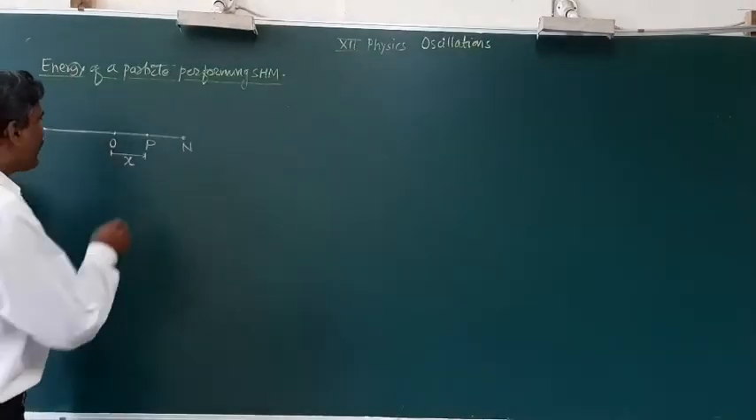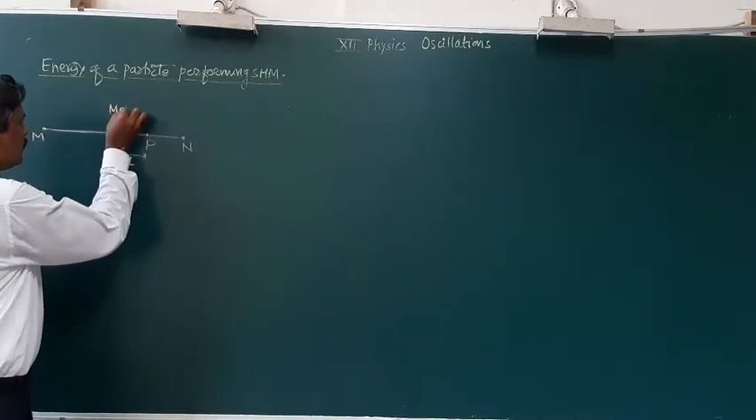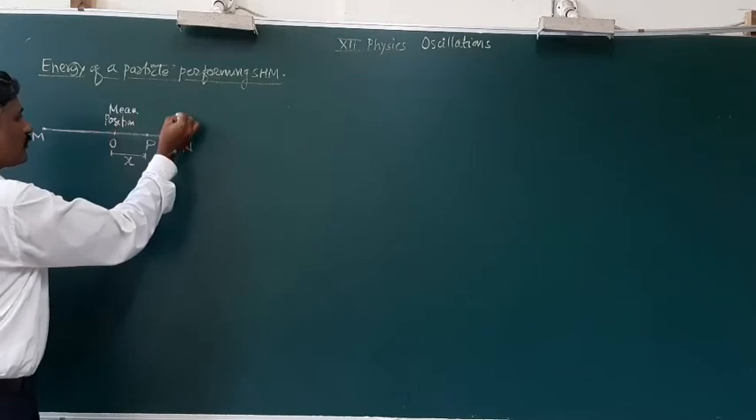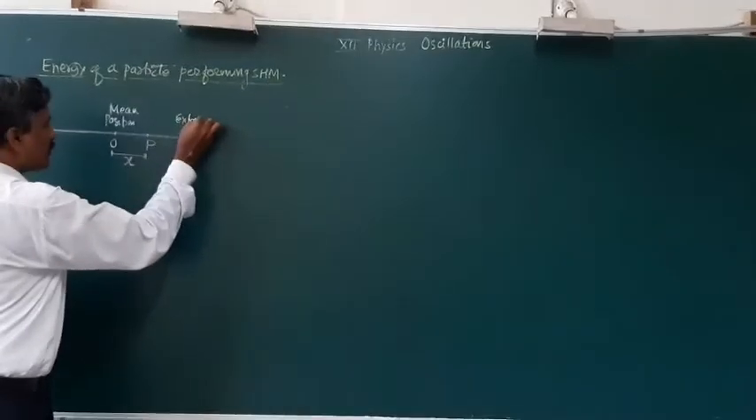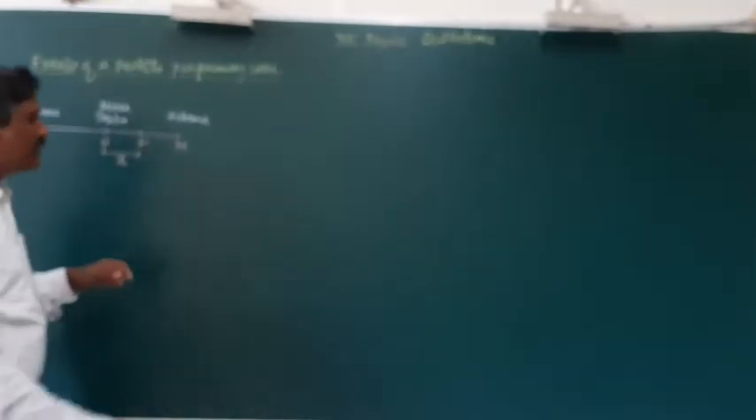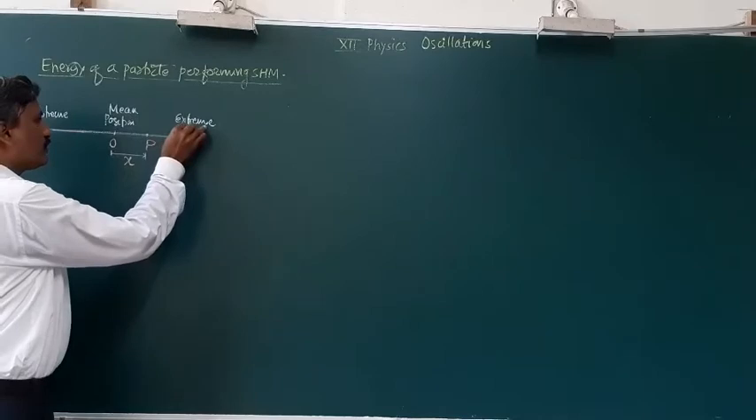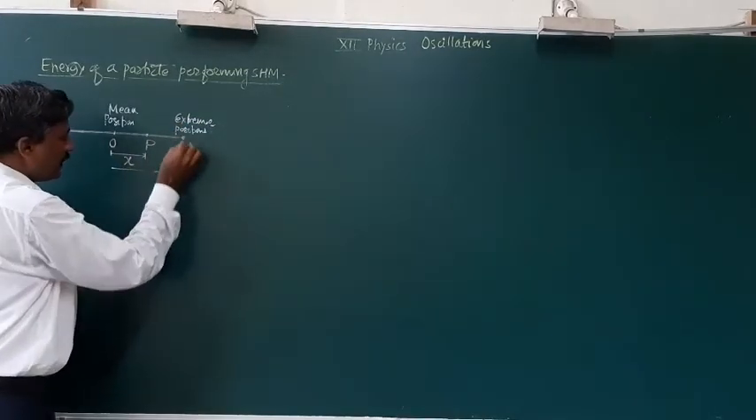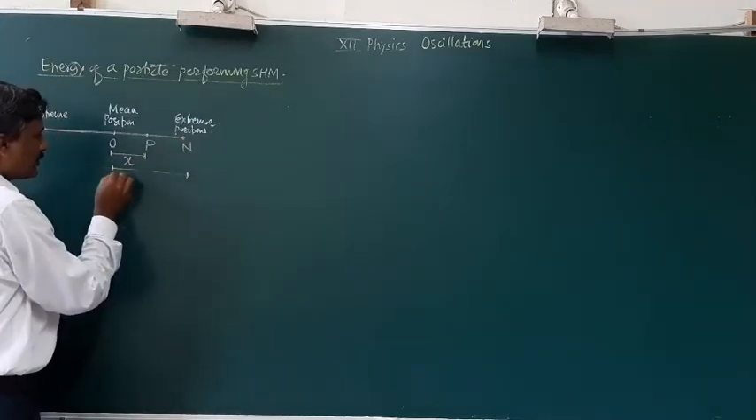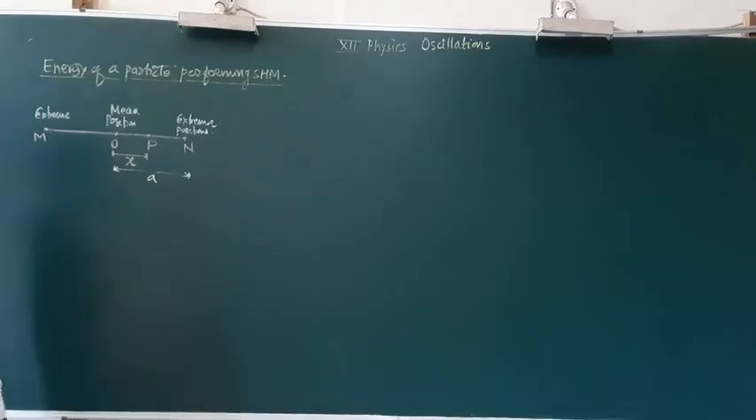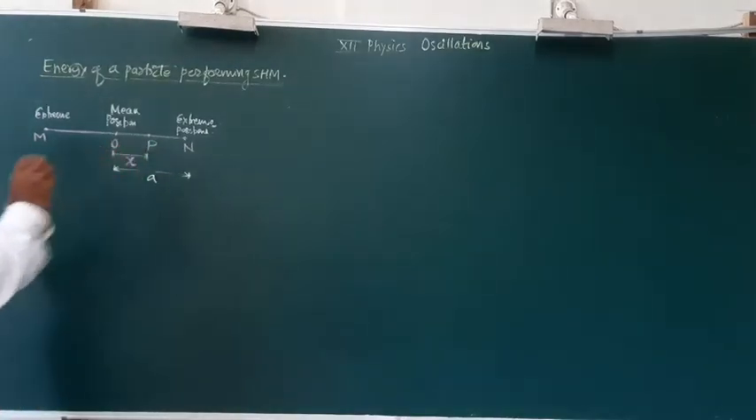This O is my equilibrium position, or simply my mean position. This is my extreme position. This is also a negative extreme position. These are my extreme positions. And the maximum displacement up to the extreme is called the amplitude A. Okay. Now start.